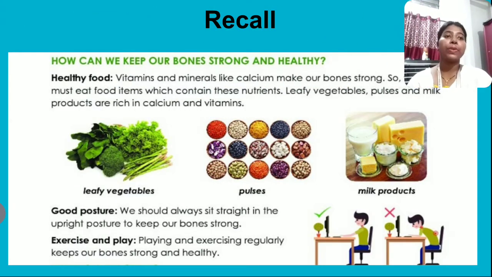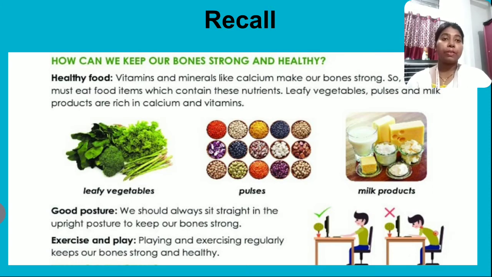In the last class we learned how to keep the bones strong and healthy. Having healthy food, including lots of vitamins and calcium in your diet, can make your bones strong and healthy. We have also learned about keeping your postures always straight and erect, which makes our bones strong as well as healthy. Regular exercise and outdoor activities will also keep the bones strong and healthy.